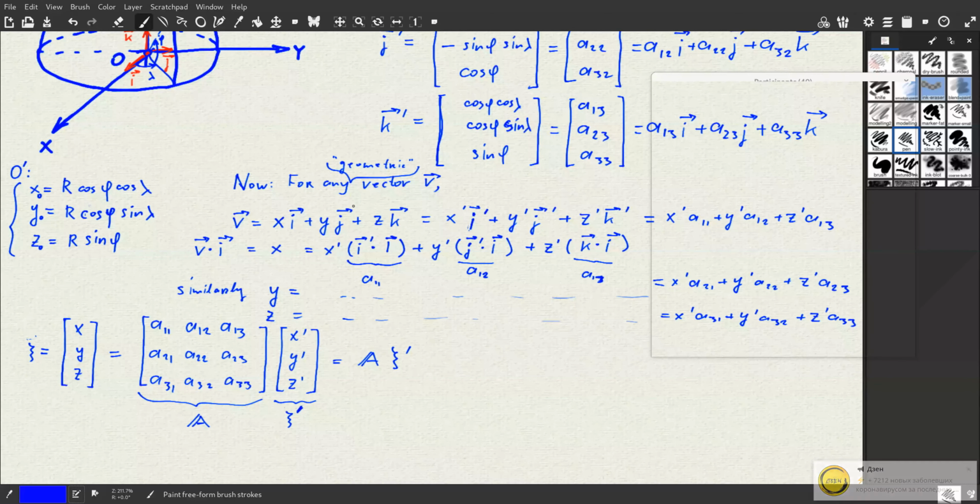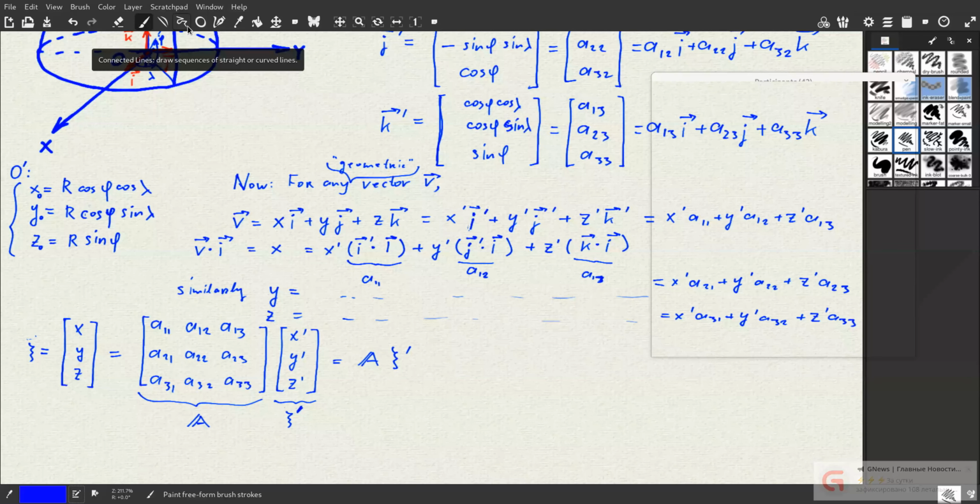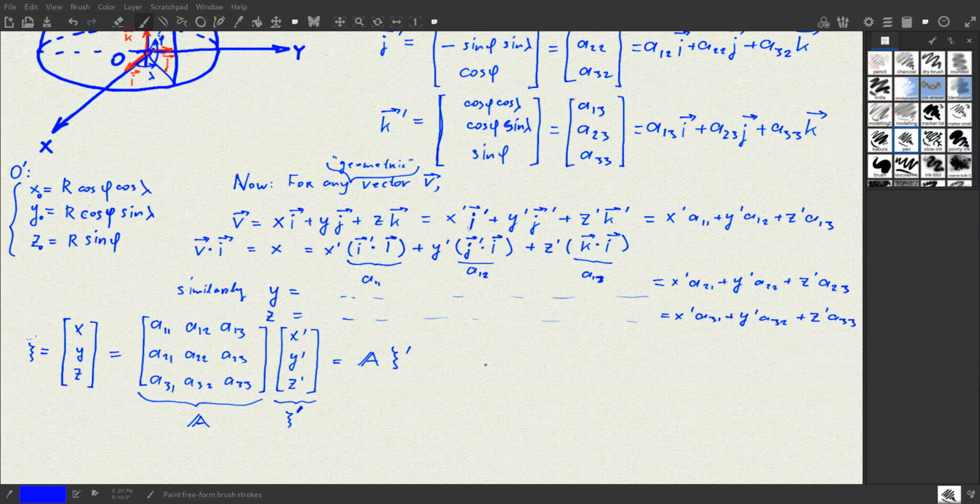Professor, can I ask you a question? Yes, indeed. When you calculated I prime, J prime, and K prime for topocentric coordinates, I can't understand how you calculated vector K and vector J, because it seems to me that instead of sine phi, it should be cosine phi, and vice versa. Let us recheck that. Yes, we'll recheck that.